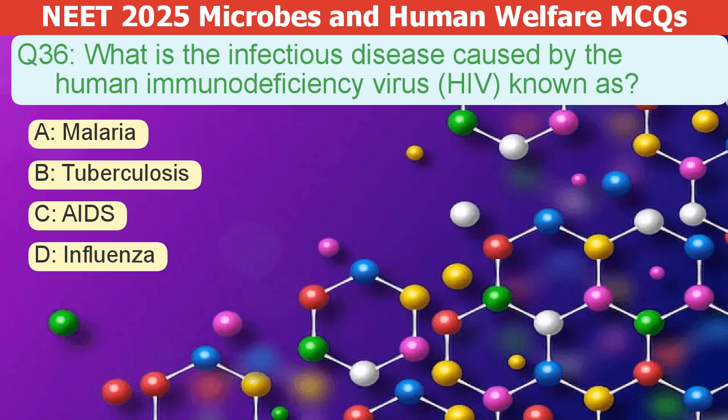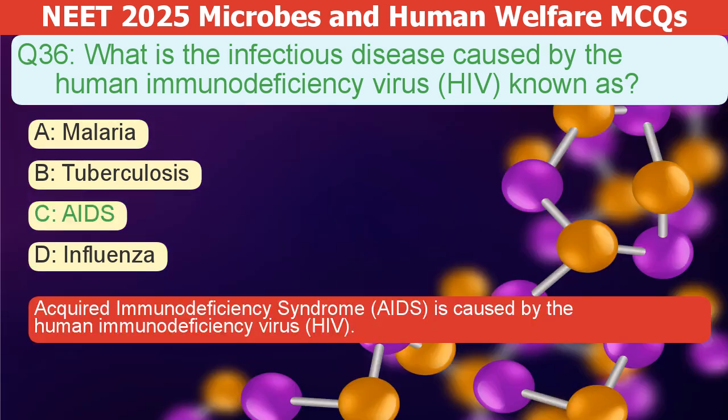What is the infectious disease caused by the human immunodeficiency virus, HIV, known as? A. Malaria. B. Tuberculosis. C. AIDS. D. Influenza. The correct answer is C. Acquired immunodeficiency syndrome, or AIDS, is caused by the human immunodeficiency virus, or HIV.